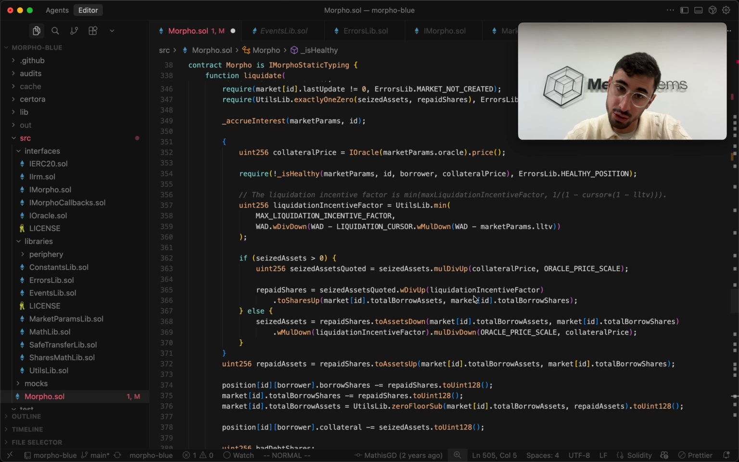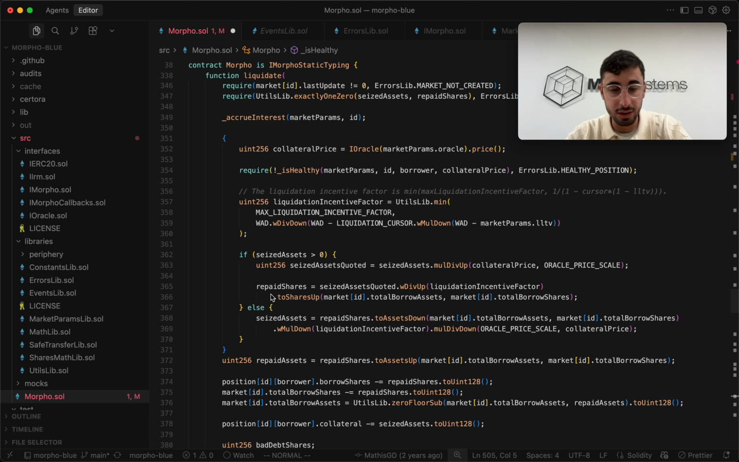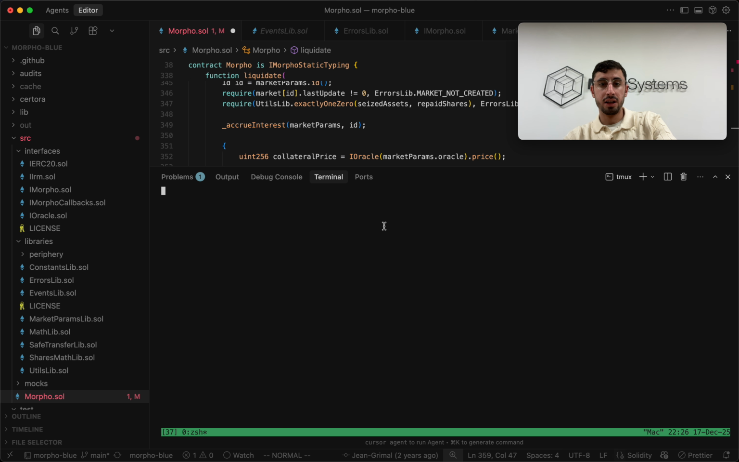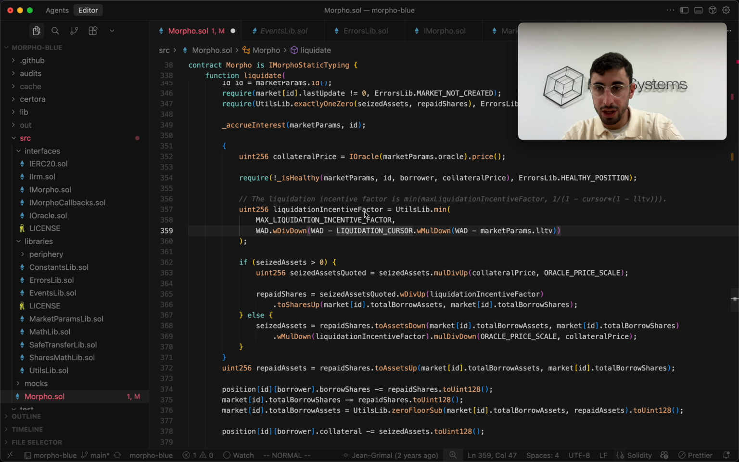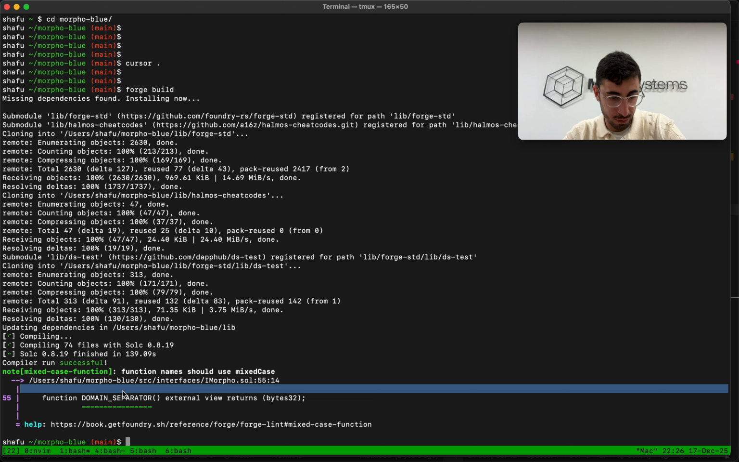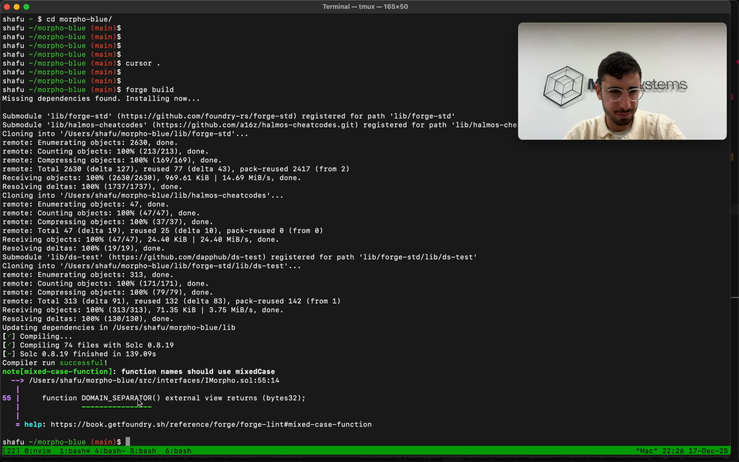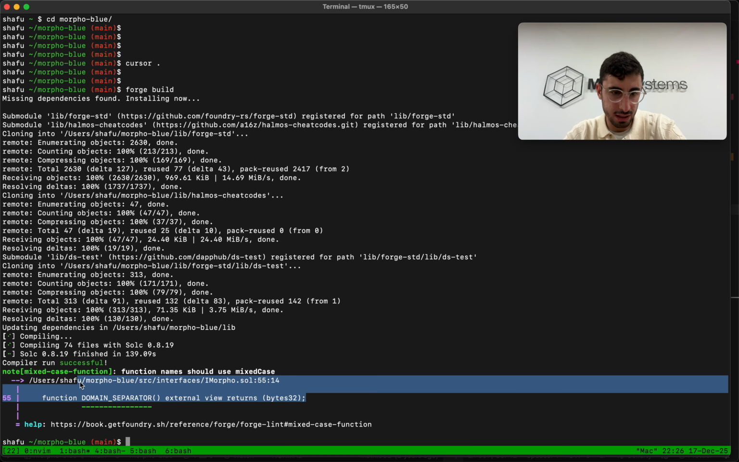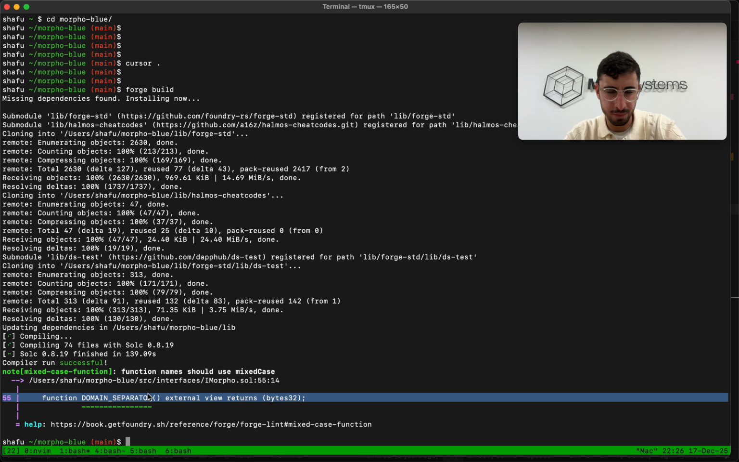The other thing that is interesting here is the design space for liquidations. Interesting. Probably, yeah. I think the new Forge linter things should be off by default. I'm not sure.